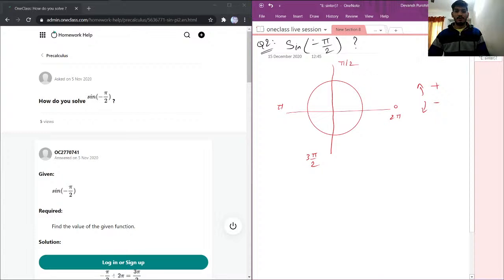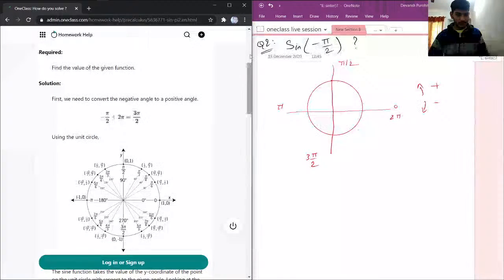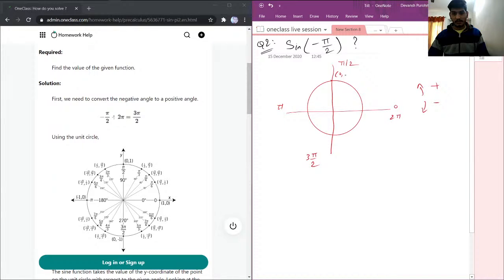Now we can see that for sine of pi by 2, at this point the coordinates of the unit circle are 0, 1. The coordinate for this point will be 0, negative 1.